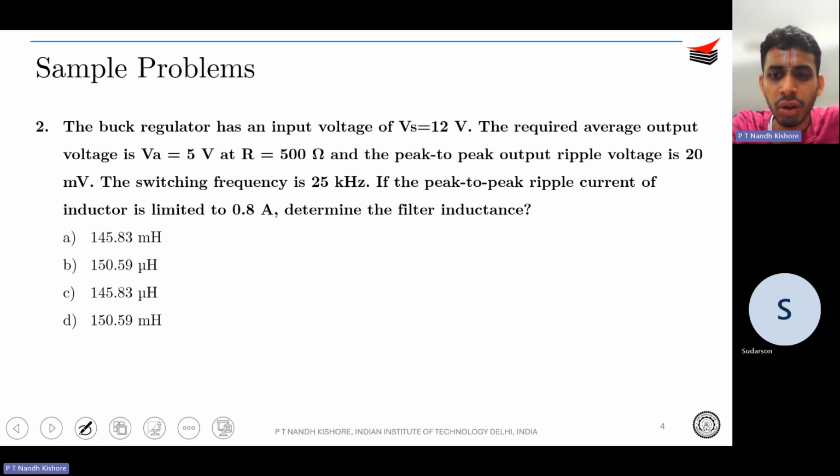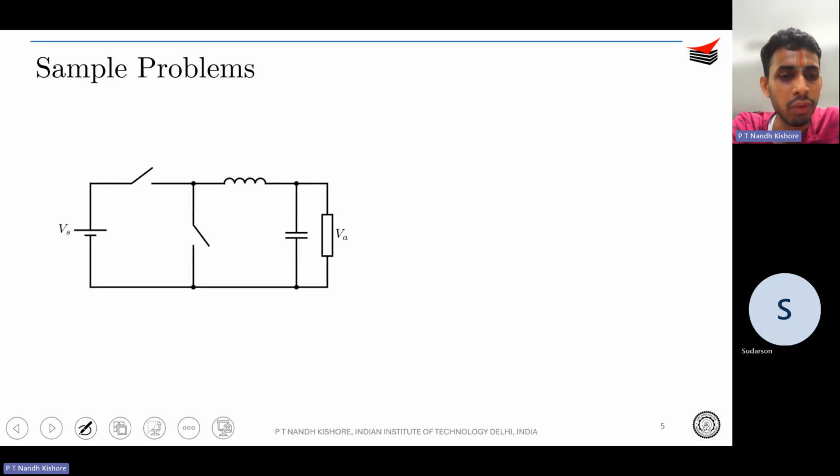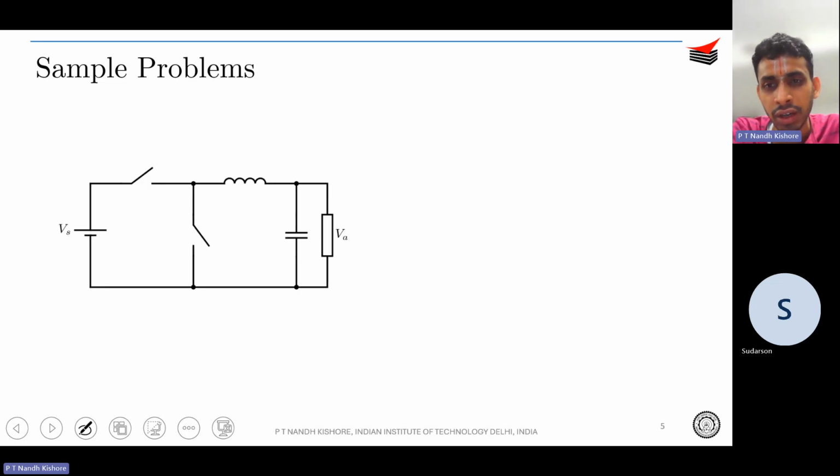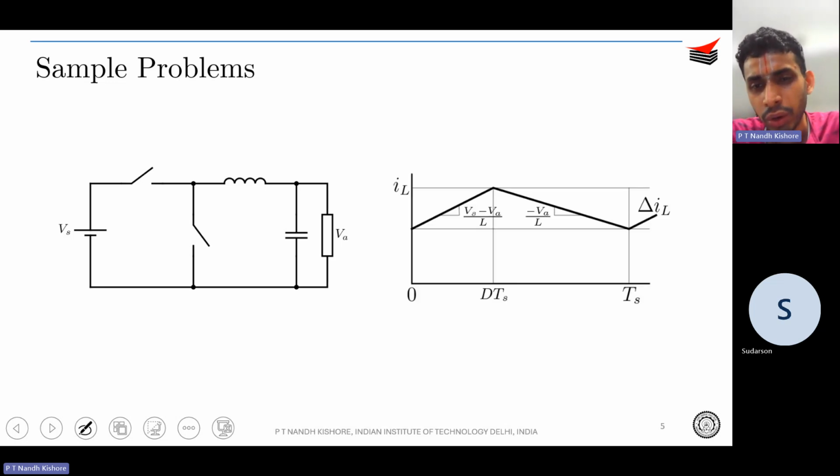For all of these questions, before starting to solve, please draw the circuit diagram. It will help you immensely. For example, they have given that this is a buck regulator, right? So you just draw the buck converter, and then they have given the input voltage, the output voltage, the R, and the peak to peak output voltage ripple as well. The switching frequency is also given, and the delta IL is also given. Since this has to do with inductor current, it will be good if you can draw the inductor waveform.